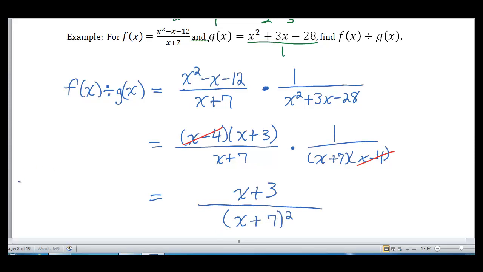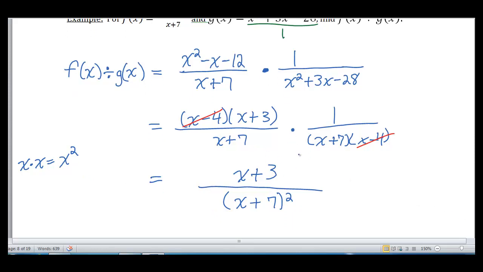Remember that if you multiply something by itself, it just equals that thing squared. So instead of writing x plus 7 times x plus 7, it's a lot quicker to write x plus 7 squared. And so here is our solution. Again, we have one rational expression as our answer, and it's completely simplified. So we know we can stop there. All right, this concludes our lesson on multiplying and dividing rational expressions.